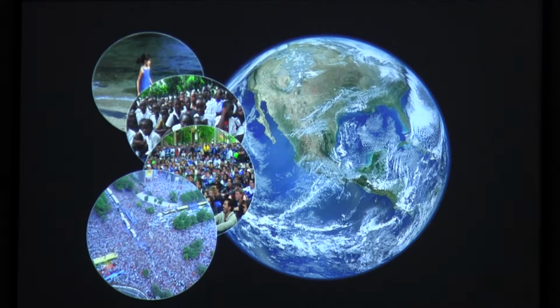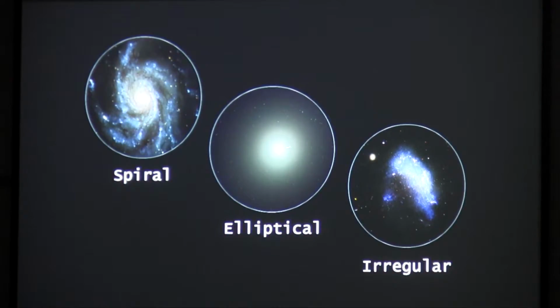What you can do is take lots and lots of pictures and build up a story. A statistical story. It's statistics. You don't know anything about any individual person, but you can build a statistical story of humanity, of the varieties of people on the Earth. Okay? This is basically what we do with galaxies, right?